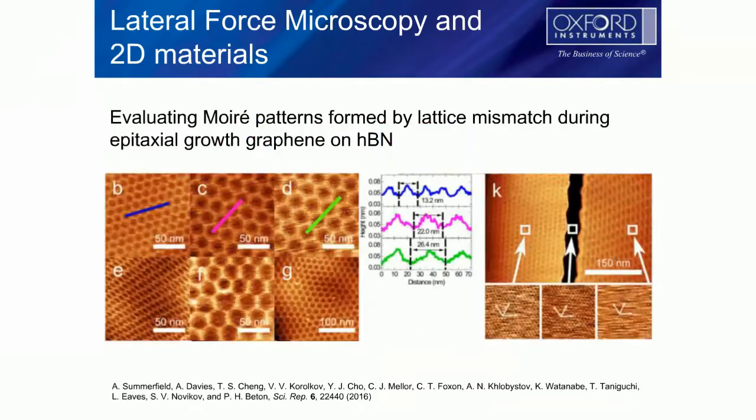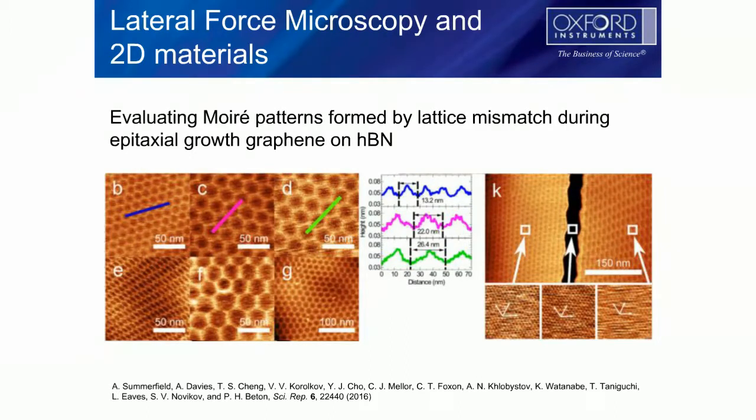Another group was the Breton group at University of Nottingham, and they did a measurement where they were looking at moire patterns formed by lattice mismatch during epitaxial growth of graphene. And I guess the key things to this paper were the fact that they were doing CVD growth rather than exfoliation. And they were matching some work that had been done by Woods. They were actually able to match the same periodicity of these moire patternings, right?